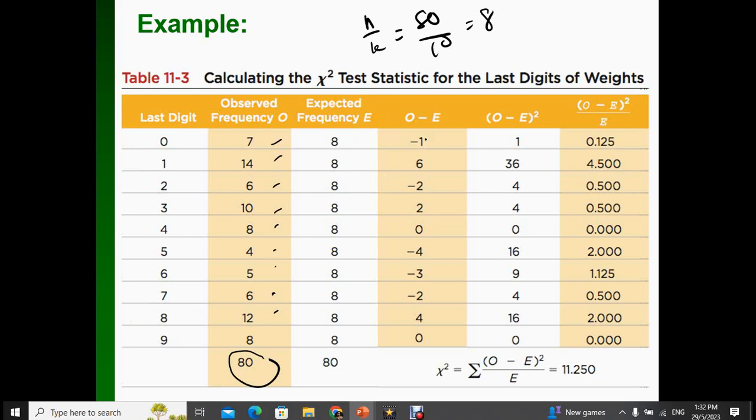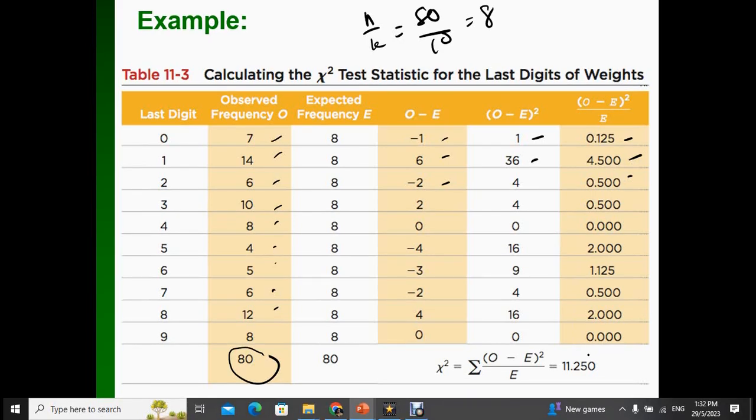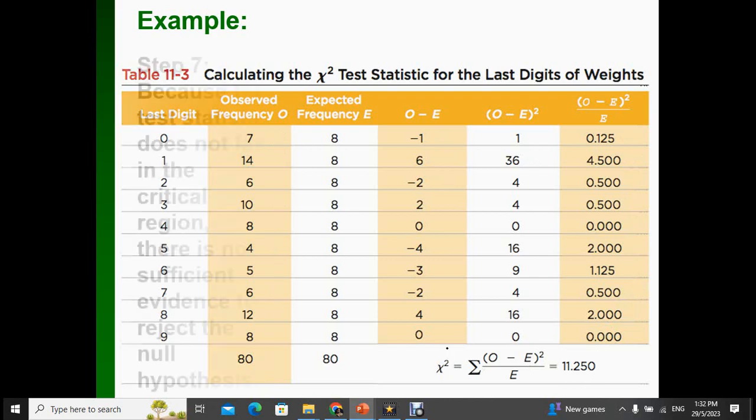So O minus E, for each one you get negative 1, 6 and the rest. O minus E squared is 1, 36 and the rest. Then you calculate (O minus E) squared divided by E, you get 0.125 and the rest. So the total, the summation of this one, you get 11.25. So this is your chi-square.